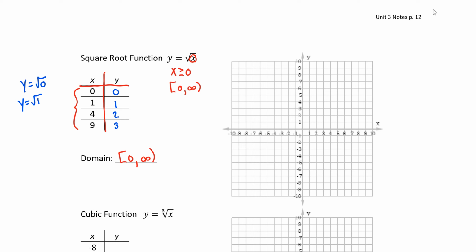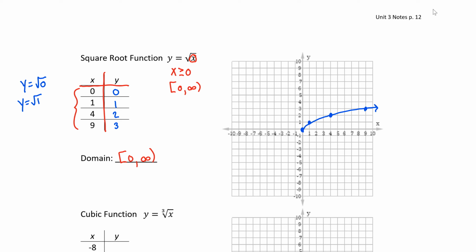So because we used perfect squares for the x values, the y values came out nice, neat integers, so I don't have to, again, worry about decimals. But they're not equally spaced on the grid, so be careful when you plot your points. So we have 0, 0, 1, 1, all the way out to 4, and then 2, and then all the way out to 9 and 3. So in this case, we get half of a sideways parabola.